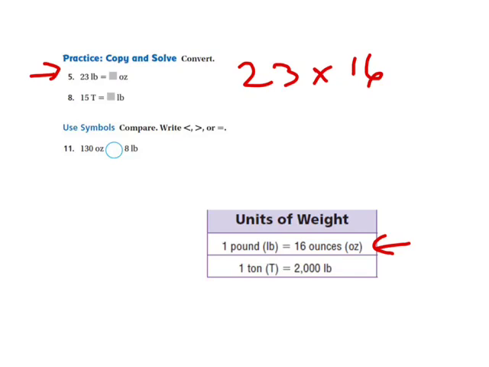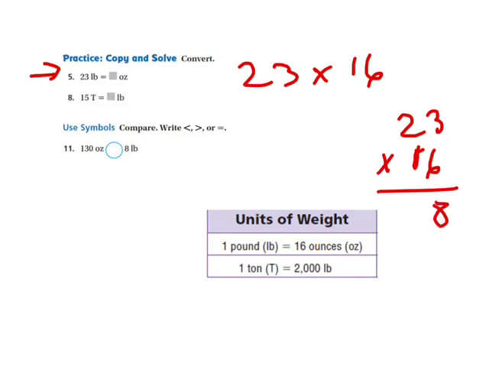Notice that in the metric system, you don't have numbers like this. You just multiply by 10, 100, or 1,000, or divide by 10, 100, or 1,000. That's why other countries use it. Hopefully we'll use it too someday, consistently. Anyway, 23 times 16.